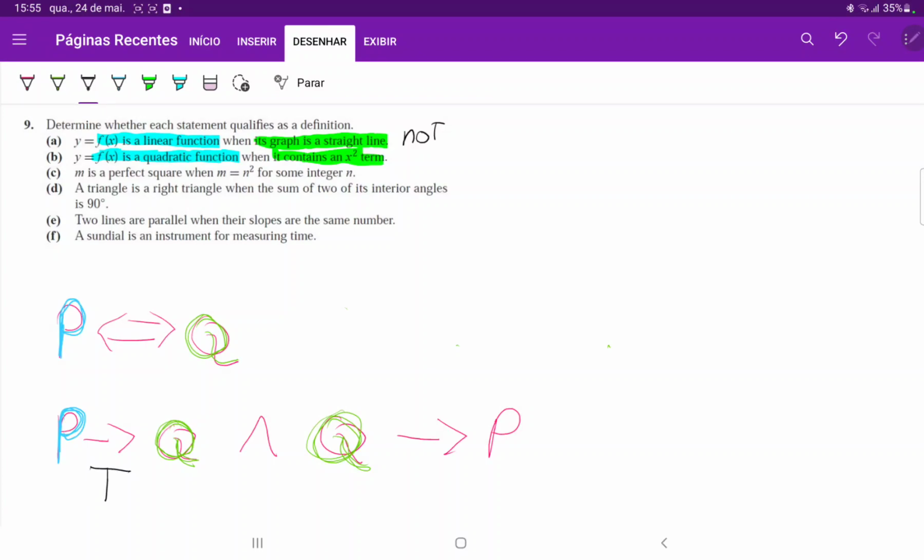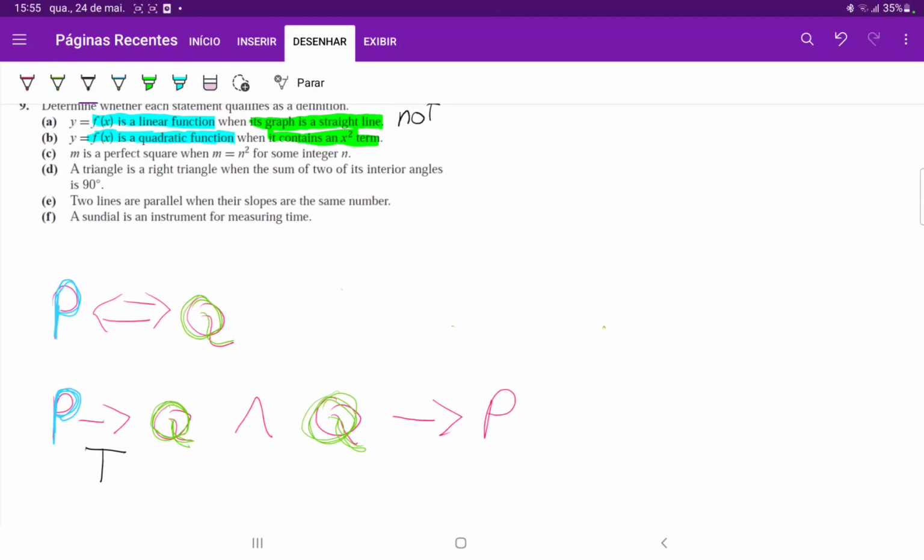Now let's look at if Q then P. If it contains an x squared term, then it is definitely a quadratic function. Is that true? Well, not really, right? Because if you look at the function x cubed plus x squared, it does contain an x squared term. However, it's not a quadratic. So it's not always the case that if you have an x squared term, you have a quadratic, and therefore this is false. So since you don't have a bilateral relationship between P and Q, this one is not a definition.